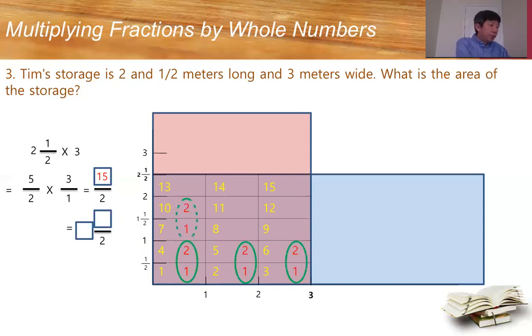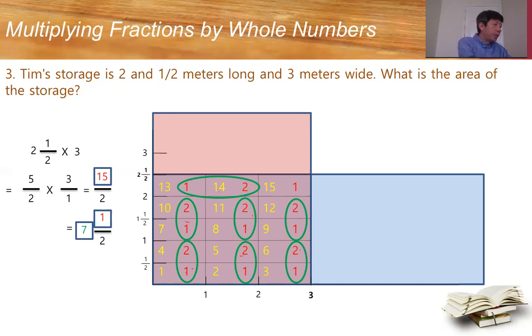You can see 2 units considered as one whole. So how many wholes can we find? We can find 1, 2, 3, 4, 5, 6, and 7, right? 7 wholes, and what's left over? 1 out of 2, right? 1 out of 2.